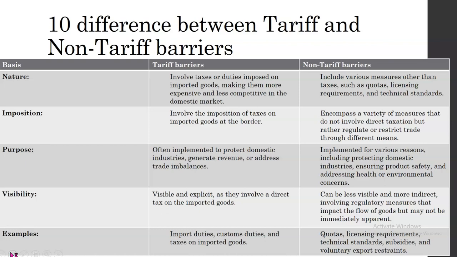And on the basis of examples, tariff barriers are import duties, customs duties, and taxes on imported goods. Whereas, on the other hand, non-tariff barrier examples are quotas, licensing requirements, technical standards, subsidies, and voluntary export restraints.